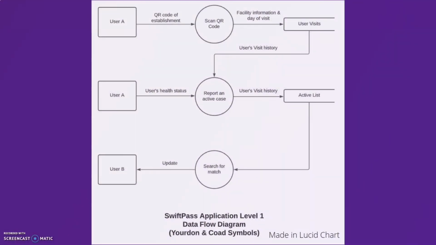The external entity or the user will scan the QR code of the establishment he or she wishes to enter. The details of the visit will then be saved in the user visits data store. If the user turned out to be positive and reported himself or herself using the application, the user visits will be fetched from the visits data store and will be listed under the active list data store. The application will then send an exposure notification to other users if it detected a match between the active list and the visit history of other users.